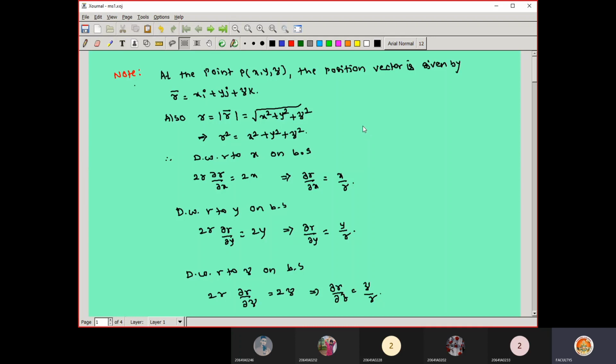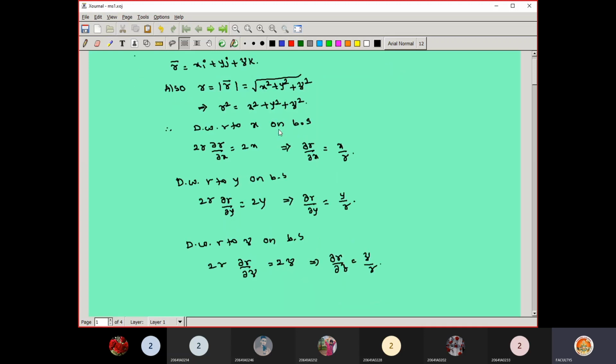And even in the last class, I gave one clue, which is for any positional vector. Positional vector means you take any point in the plane. That positional vector is denoted by r bar, xi plus yj plus zk corresponding to the point. Then you define r, which is the modulus of r bar, the square root of x square plus y square plus z square. Based on that, we have taken differentiation with respect to x, y, z, so that you get dou r by dou x equal to x by r, dou r by dou y equal to y by r, dou r by dou z equal to z by r.